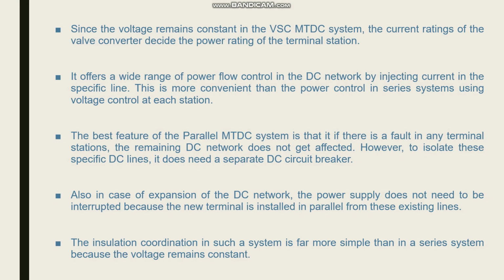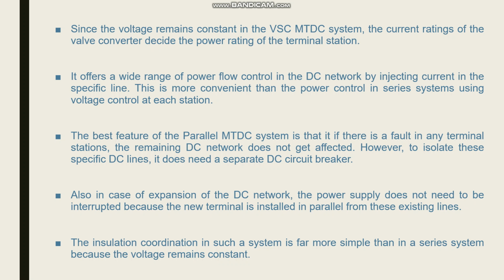Since the voltage remains constant in the voltage source converter, the current rating of the valve converter decides the power rating of the terminal station. It offers a wide range of power flow control in the DC network by injecting current in the specified range. This is more convenient than the power control in a series system using voltage control at each station.